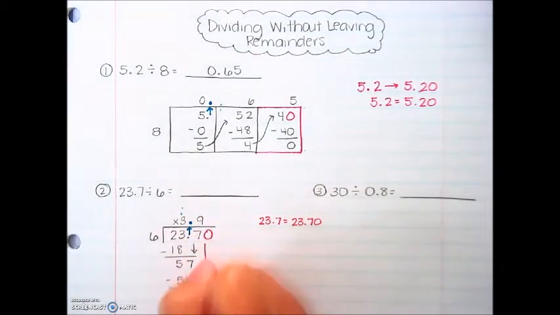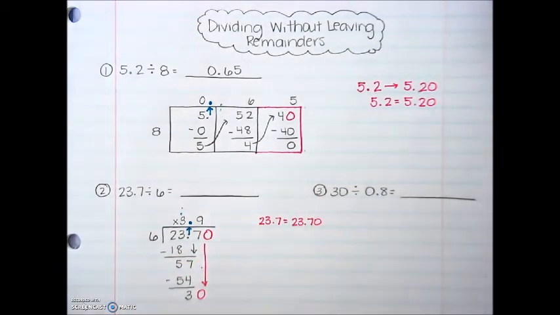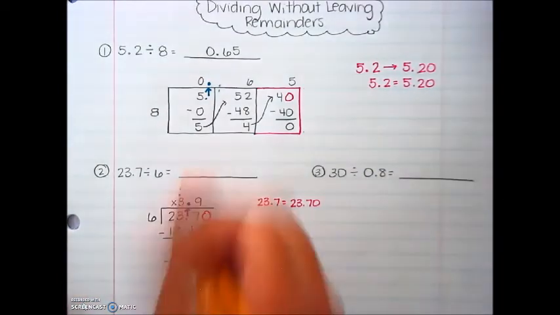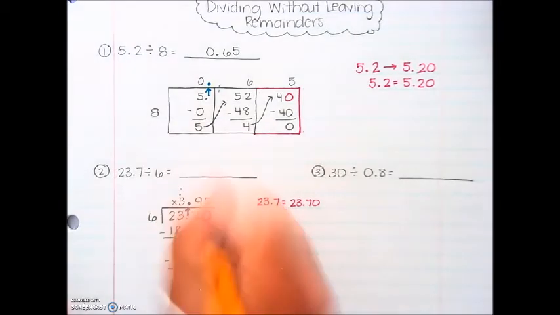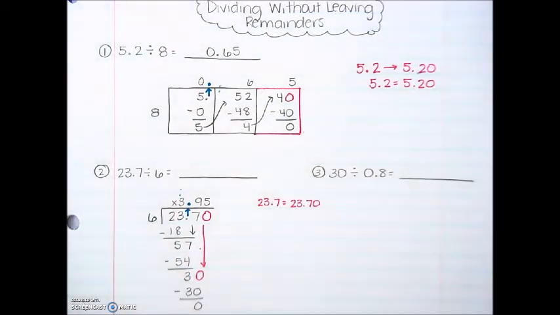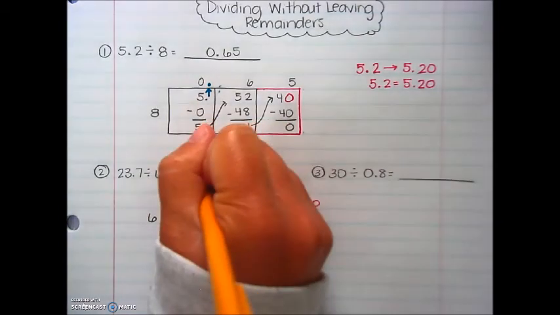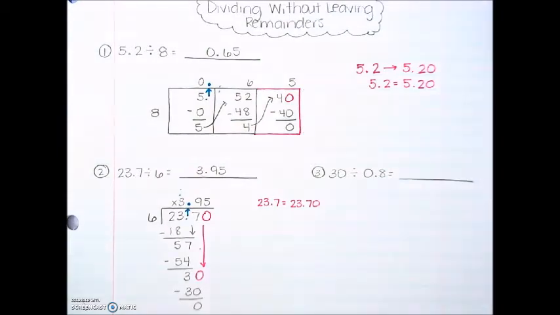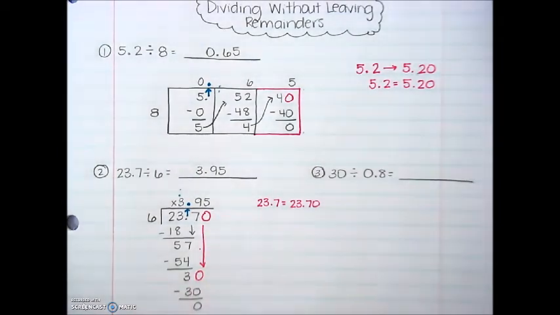Then I can bring down that 0. So now I have to divide 30 by 6. I know that I can make 5 groups of 6 out of 30 things. I subtract 30 and I'm left with 0, which means my final quotient is 3 and 95/100ths. So adding that placeholder 0 gave me the ability to get rid of that remainder.